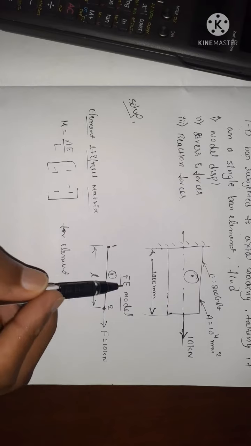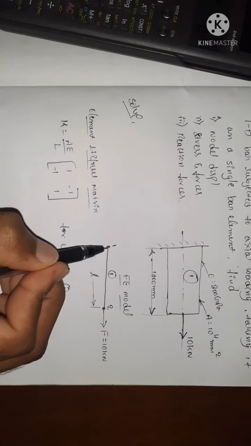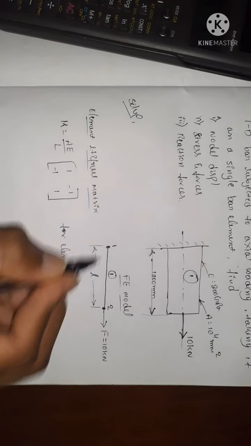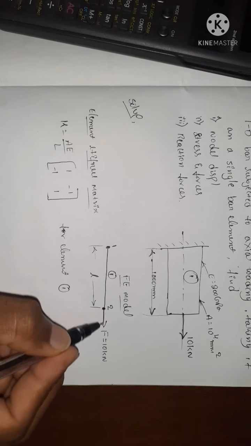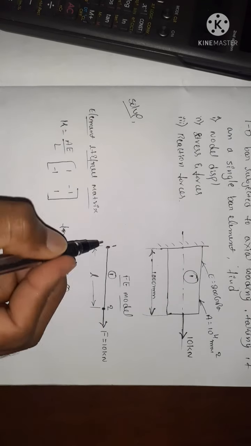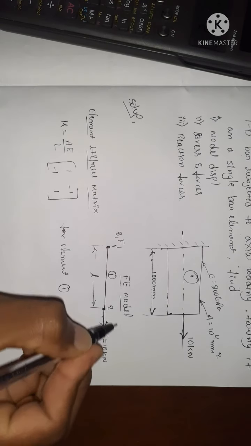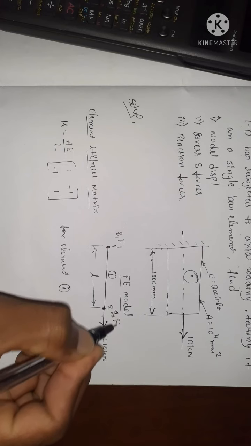Write the FE model, the finite element model. One single bar is given, so we have node 1 and node 2, and this is one element, only one element is given. This is the force F, 10 kilonewton. In this case only two nodes are given. So this is the q1 and f1, and this is the q2 and f2.